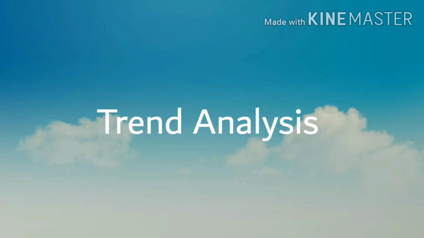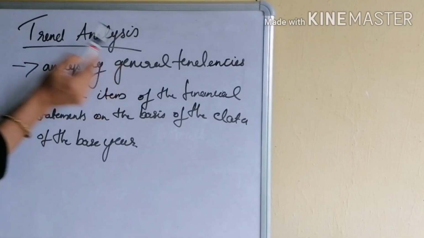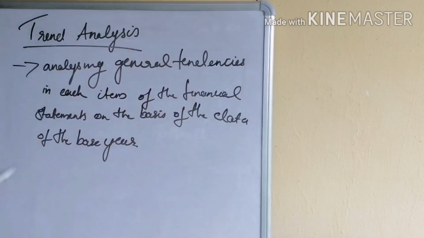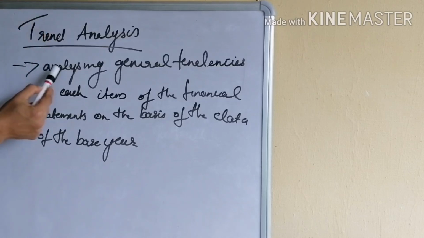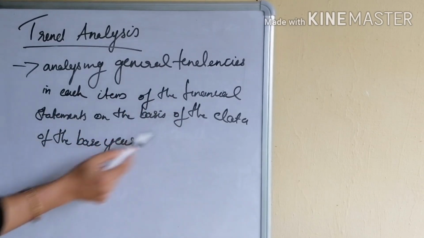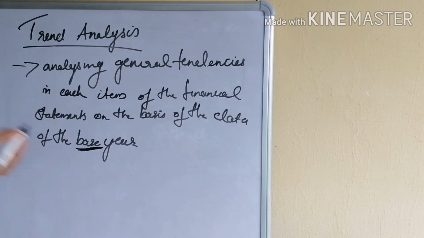Today we are going to discuss one of the tools of financial statement analysis, trend analysis. Trend analysis means general tendency. Analysis of trend means analyzing the general tendencies in each item of the financial statements on the basis of the data of the base year.